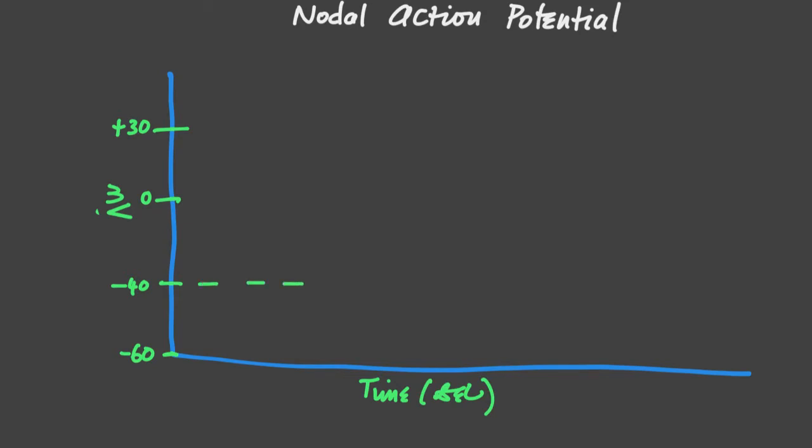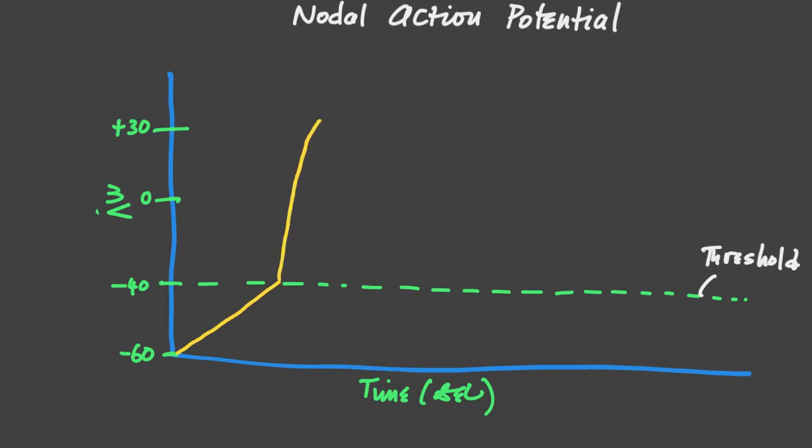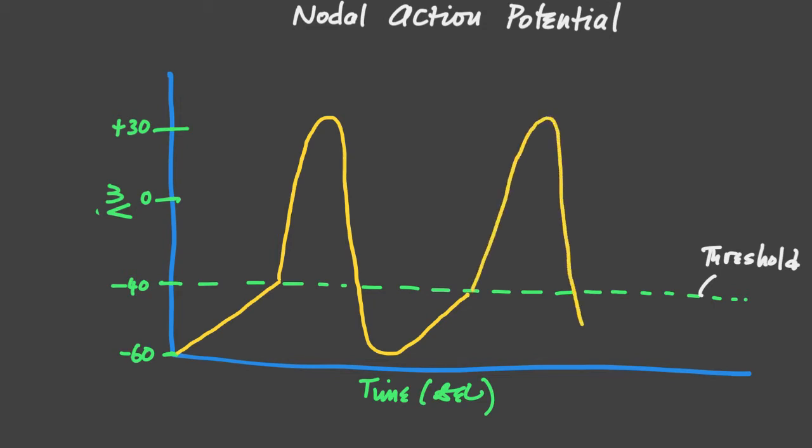The minus 40 millivolts is important because it is the threshold voltage. If you remember, the threshold voltage is the minimum voltage needed to trigger an action potential. At minus 60 millivolts, voltage-gated sodium channels open and sodium flows in, causing a depolarization. At minus 40, voltage-gated calcium channels open, and at plus 30, voltage-gated potassium channels open, producing an action potential.